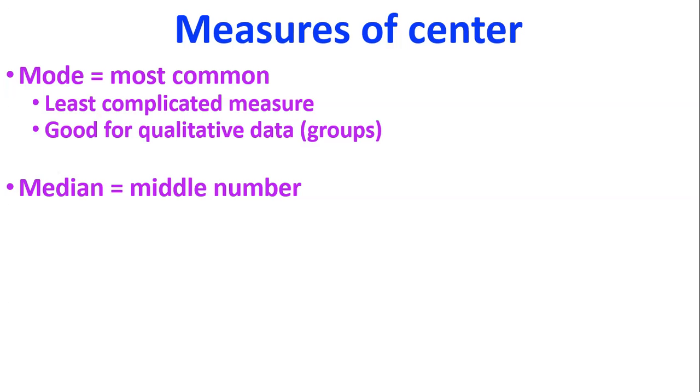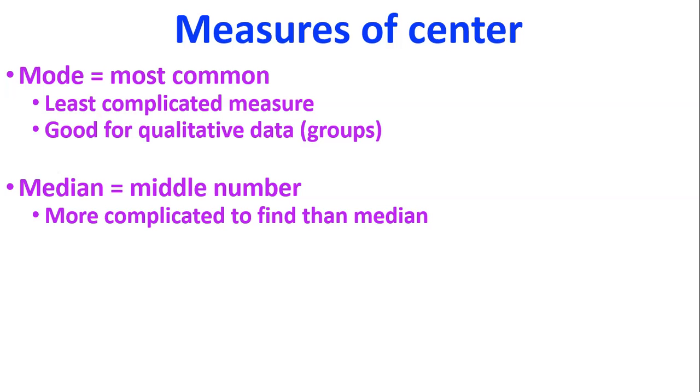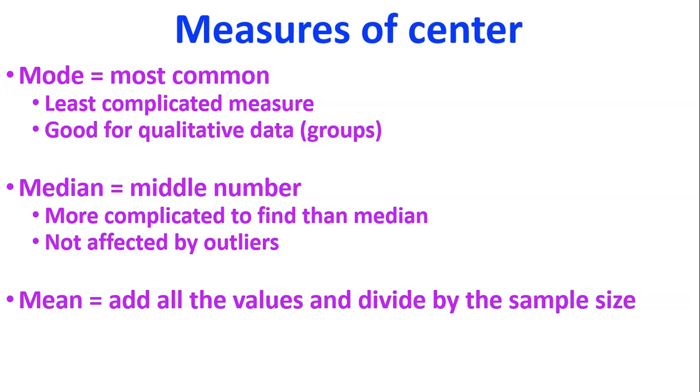The second one is our median, and this is the middle number. So you put your data in order from smallest to biggest, and you look at which one is in the middle. This is more complicated to find than the mode. So the median's more complicated, and it's not affected by outliers. We're only interested in what number is in the middle. So if we've got an outlier at the top or the bottom of the data set, the median is not affected by it at all.